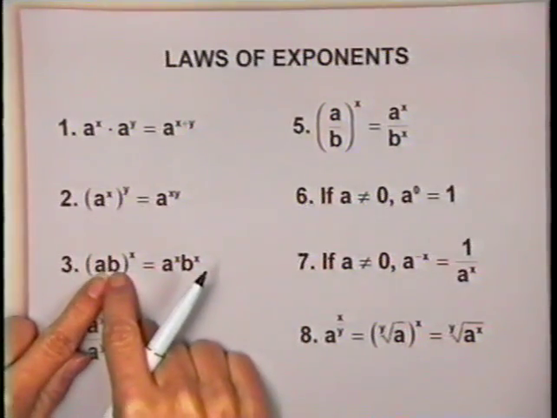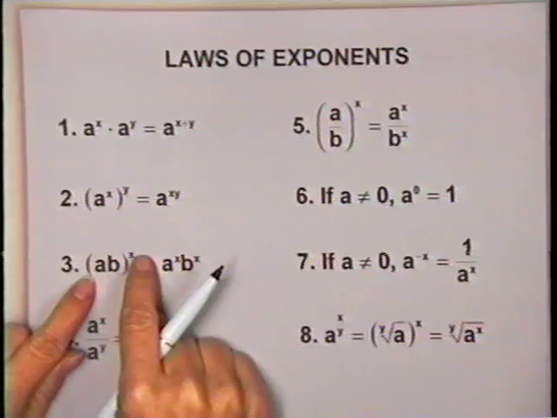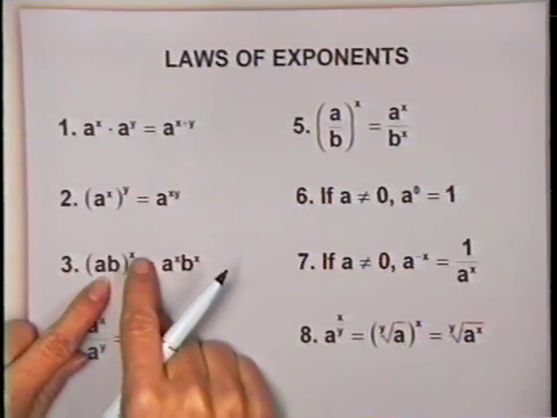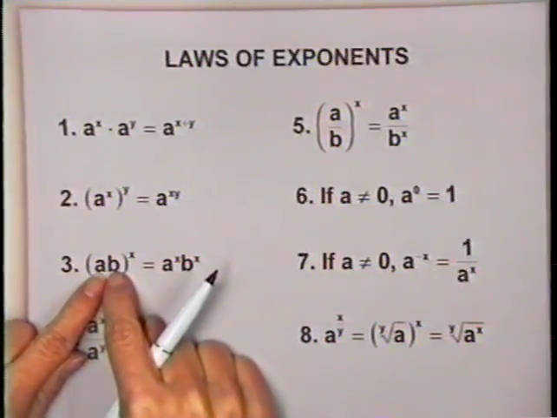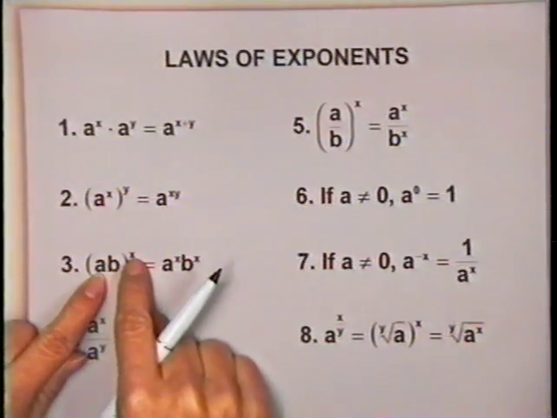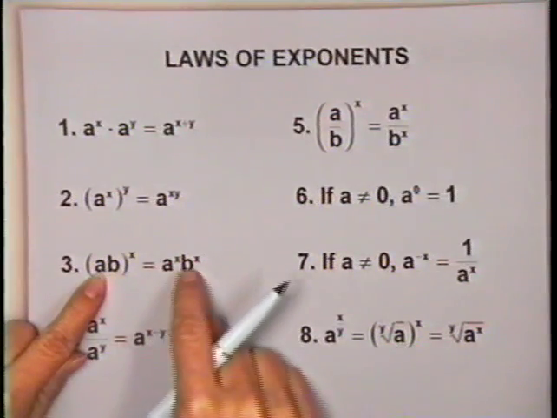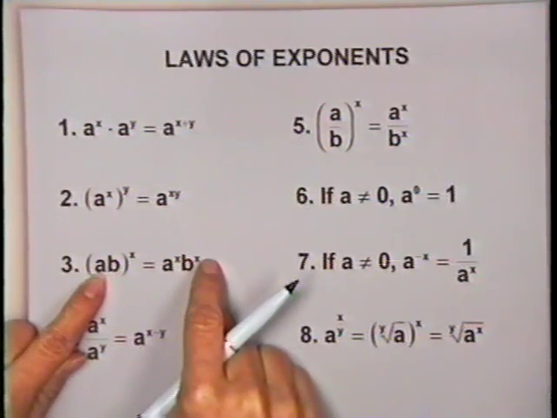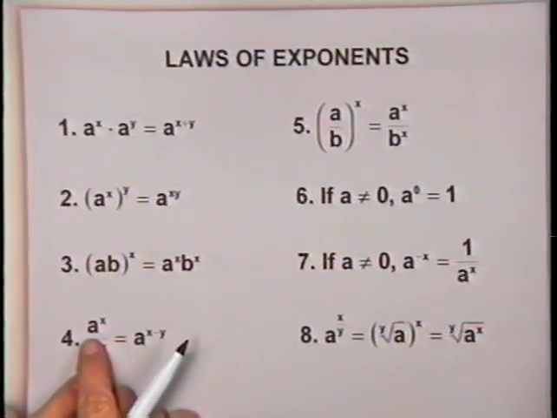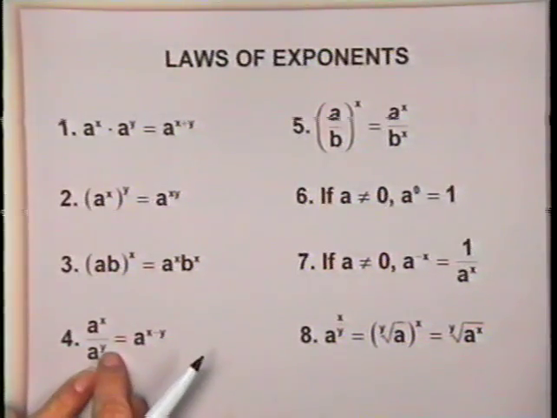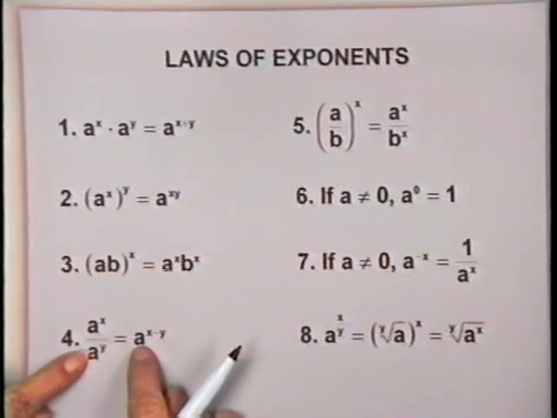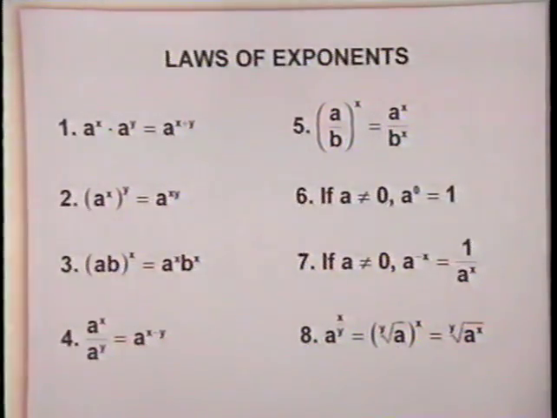Here we have a product inside a parenthesis with an exponent out here, ab raised to the x power. If you have a product inside your parenthesis, then each of these factors will get this exponent. So I have written a to the x, b to the x. Here we have a quotient, a to the x being divided by a to the y. Recall, when you're dividing and you have the same base, you write your base and you subtract your exponents, x subtract y. So I've written that here.